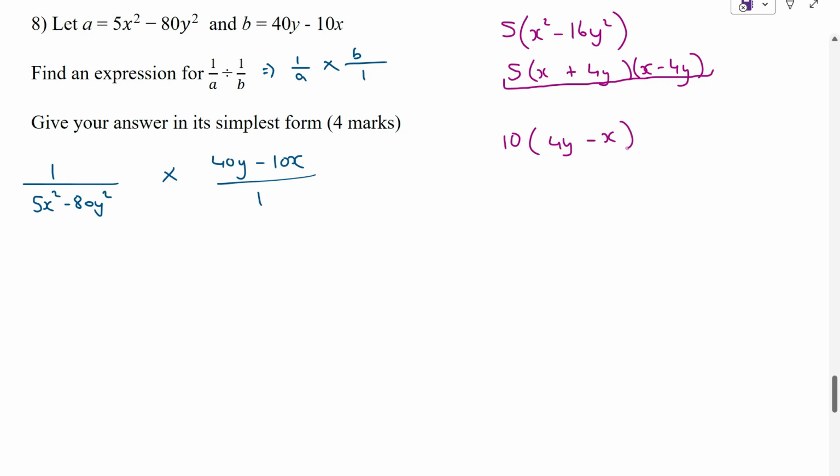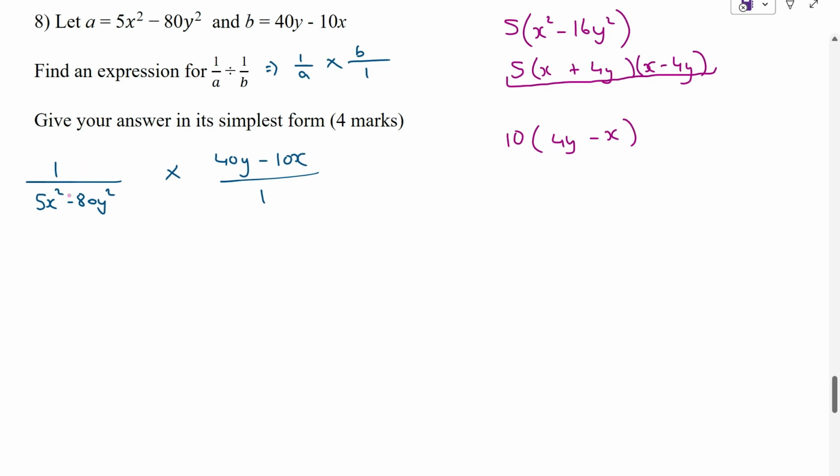Now what I'm going to do is write out our original expression here, but substituting in these factorized expressions, just so you can understand what we're trying to do. So now 5x squared minus 80y squared will be substituted with this expression here. So 5, x plus 4y, x minus 4y. And we're going to multiply that with the factorized expression of 40y minus 10x.